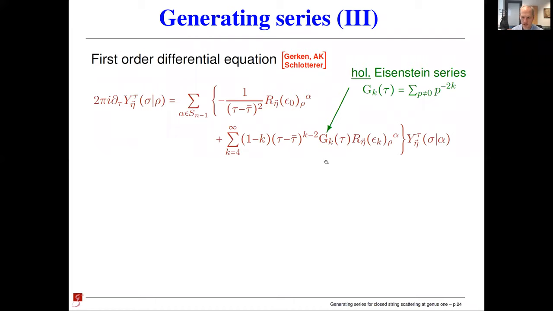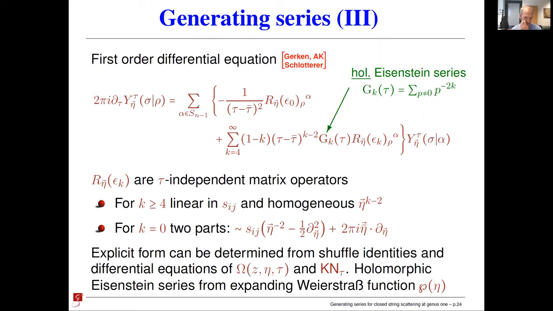Now, what this operator is, let's open it up a bit. It contains holomorphic Eisenstein series. So these are lattice sums where you don't have p modulo squared, but just p to some power. They are holomorphic as functions of tau. And they contain these things that I write as R, epsilon, k. And these are interesting for the following reason. What are their properties? First of all, they're independent of tau. They are matrix operators, because they have two labels, acting on this generating function.